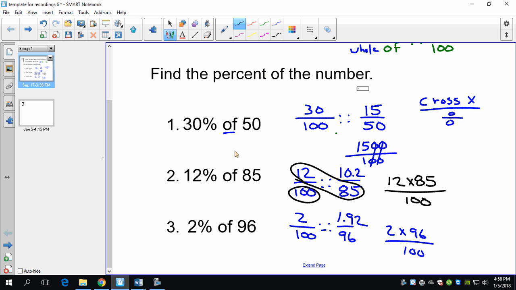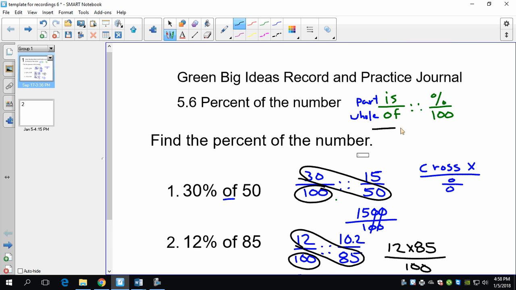So once again, cross multiply, divide by the one that's left. If you're given 3 out of the 4, cross multiply, divide works a lot. And again, what we're dealing with is the part over the whole, which is referred to as the is over the of, and that is proportionate to the percent over 100.